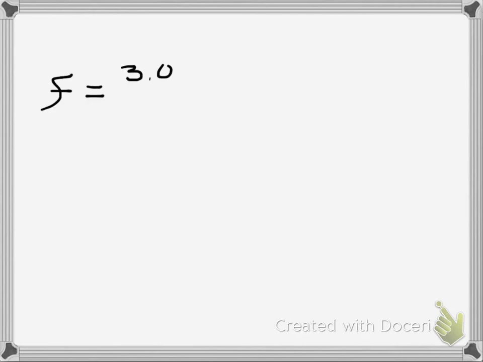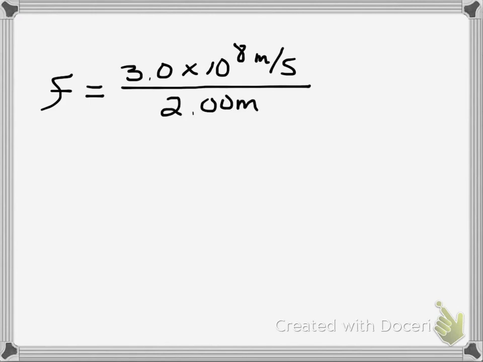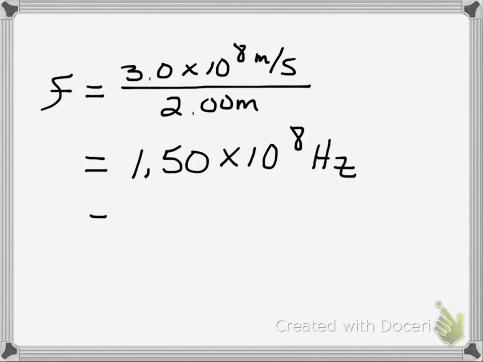So our frequency is going to be the speed of light, 3.0 times 10 to the 8 meters per second, divided by our wavelength of 2 meters. Which will give us 1.5 times 10 to the 8 hertz. Now 10 to the 6 hertz is a megahertz, so that means this is also 150 megahertz. This is close to the FM broadcast of a standard radio.